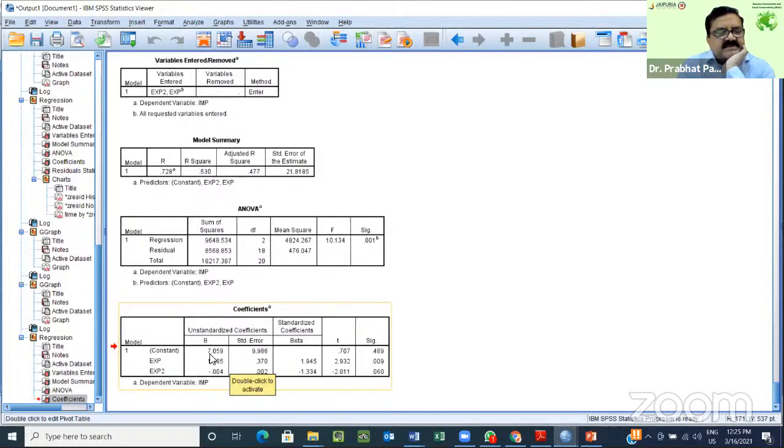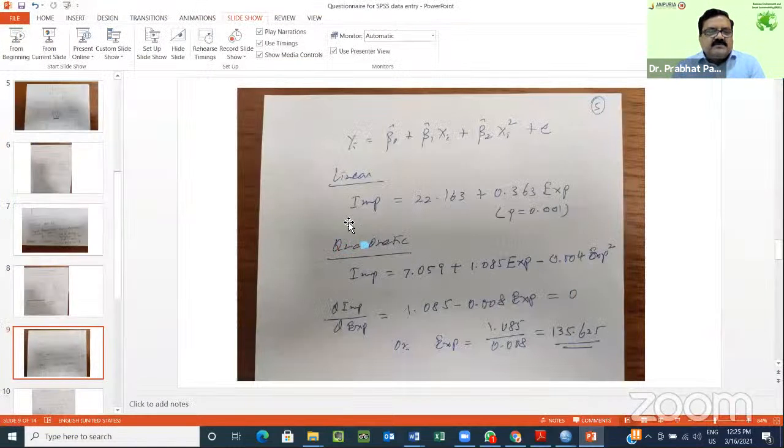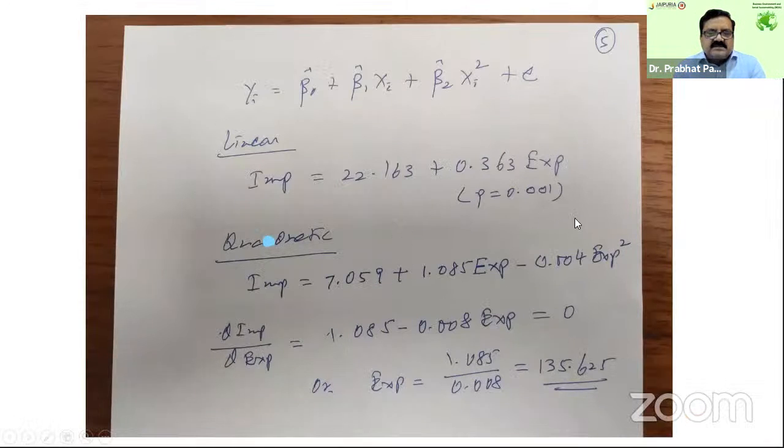We have the equation like 7.059 plus 1.085 minus 0.004. So I have noted it down over here. So you can see this. The quadratic equation turns out to be 7.059 plus 1.085 expenditure minus 0.004 expenditure square.